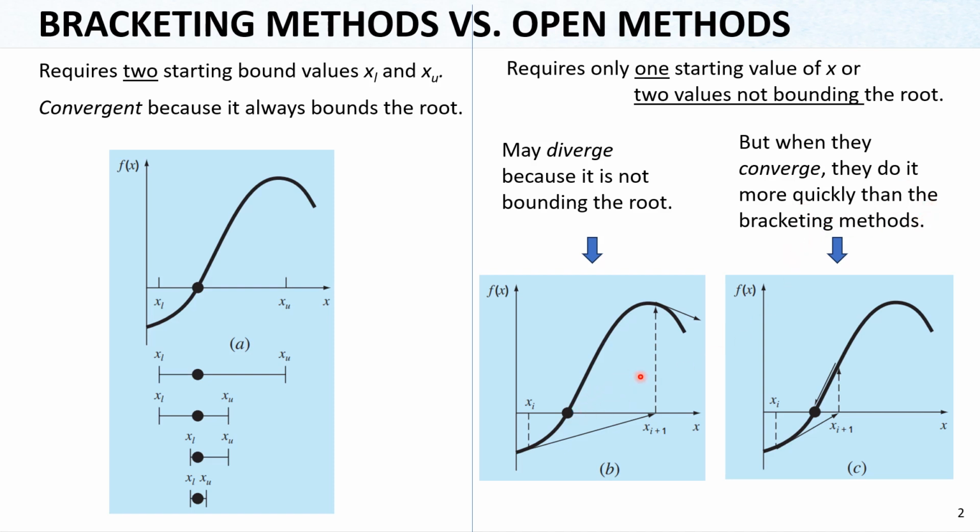You can see here, for example, an example. We started with xi, and in the i plus 1 iteration, the second iteration, instead of going here, it went up to here, and it diverged. So it didn't go to the root, basically. Here, for example, the first point was here, the second was here, and the third is here. So it converges quickly to the root easily. So if it converges, it is converging faster than the bracketing methods.